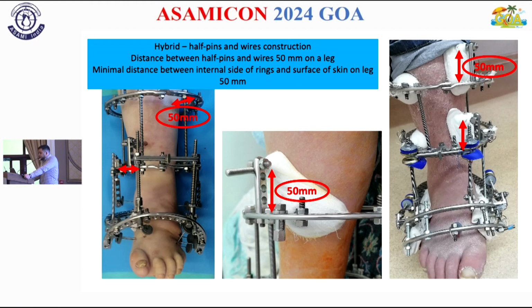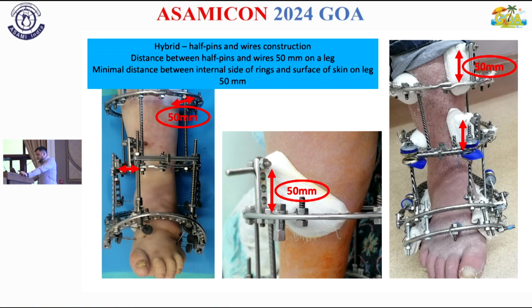And what are the rules which we use when we apply an Elizarov frame on the foot and ankle? Especially it's important in diabetic cases. First of all, it's a hybrid fixation, a half pins and wires construction. Especially we try to use that type of design of the Elizarov in cases with osteoporosis, because we are trying to create a stronger fixation on the leg part of the frame.